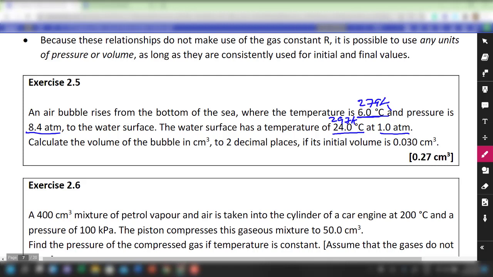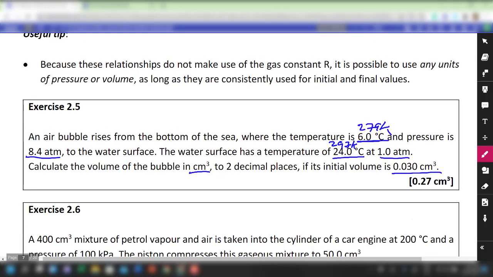Calculate the volume of the bubbles in cubic centimeters. If its initial volume is 0.03 cubic centimeters, so everything is in cubic centimeters. In that case, I do not need to convert my volume to cubic meters, and I do not need to convert my pressure to bars. So let's see how we can do that.